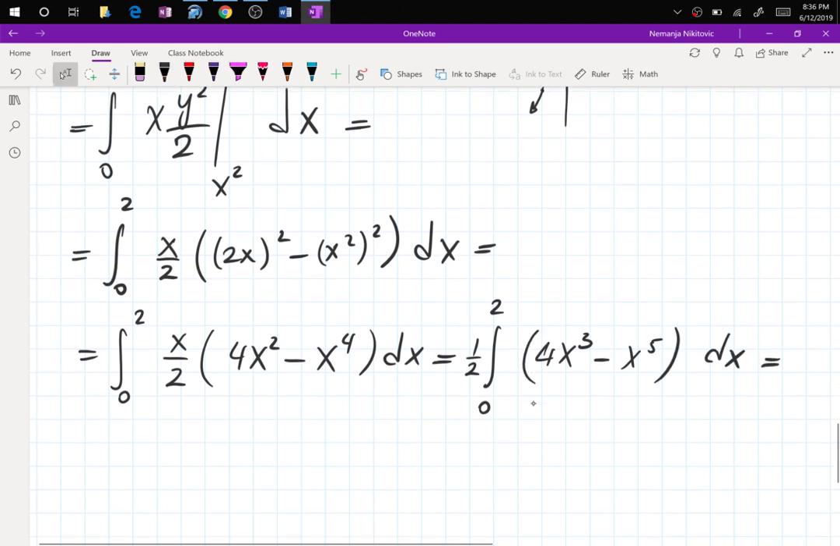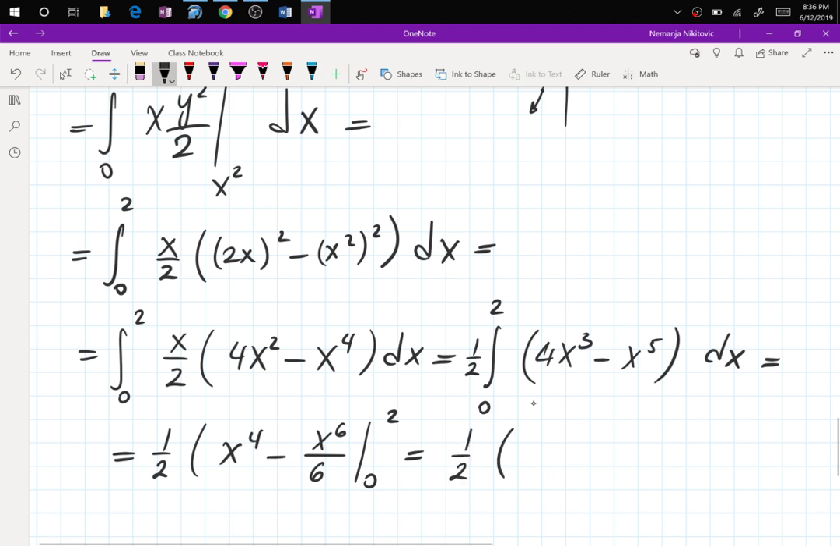And we can finally integrate. So copy 1/2. Integral is x to the 4 over 4, that kills that. So it's just x to the 4th minus x to the 6 over 6, computed from 0 to 2. So 1/2, open parenthesis, 2 to the 4th is 16, minus 64 over 6. Well, one of the 2's will cancel. So 32 over 3. And it's equal to a number.